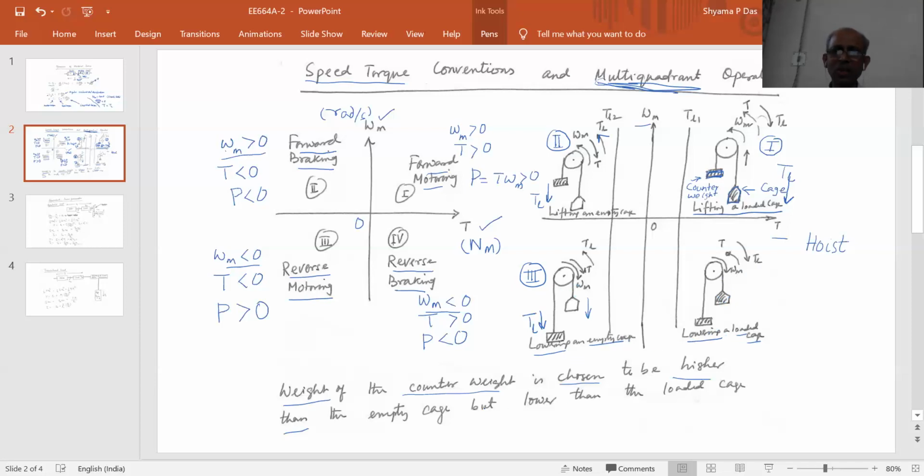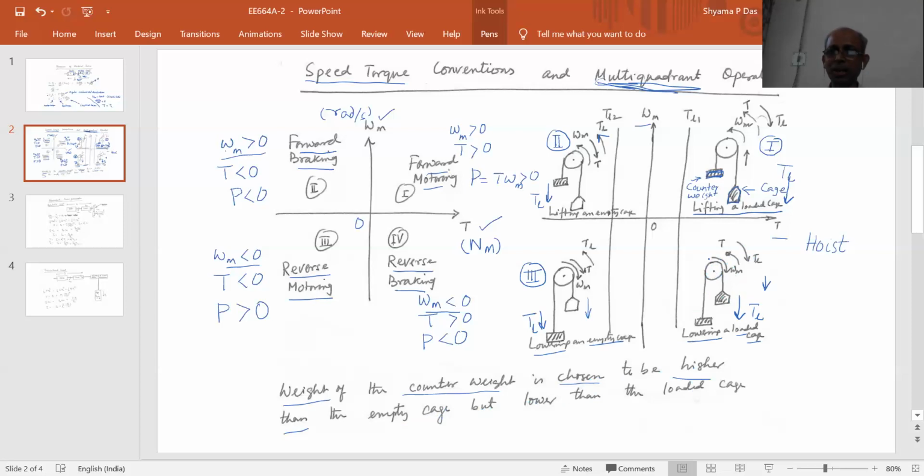And we know that the weight of the counterweight is higher than that of the empty cage, but lower than that of the loaded cage. So here the loaded cage weight is higher. So this is the direction of the load torque, which is trying to drive this pulley in the clockwise direction. So this is TL, and this is being lowered. Lowering basically means coming down.